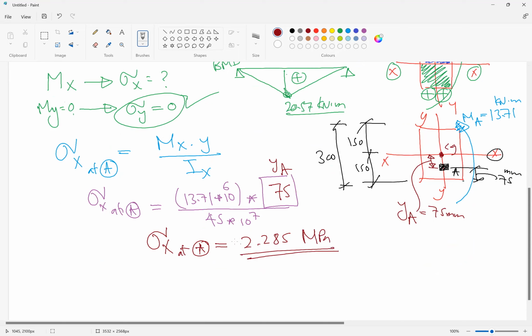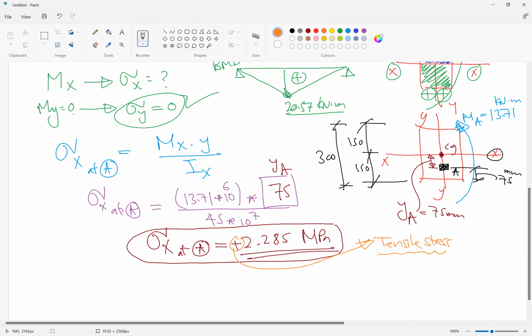Is this stress positive or tension? Positive, because it is tensile stress. Why is this tensile stress? Because point A in this example is located in the bottom half, which is under tension. So we got sigma x.